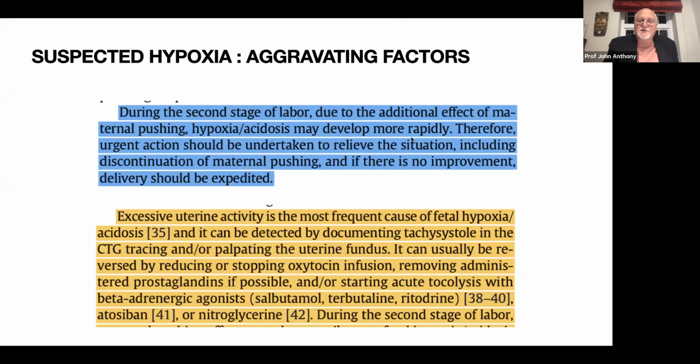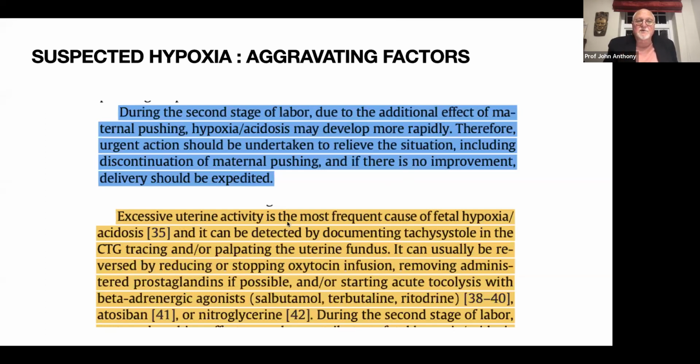So in the second stage of labor, you may have a rapid evolution of hypoxia and acidosis, and urgent action should be undertaken to relieve the situation if there's evidence of an abnormal CTG. And that might include the discontinuation of maternal pushing, and if there's no improvement, delivery should be expedited. It also means, ladies and gentlemen, that if you have an abnormal tracing and you go into the second stage, be careful, because you're more than likely going to end up with severe fetal hypoxia and damage to the baby if you don't preempt that from happening.